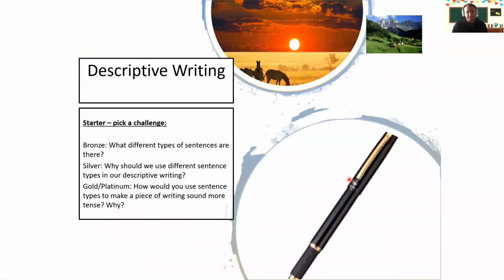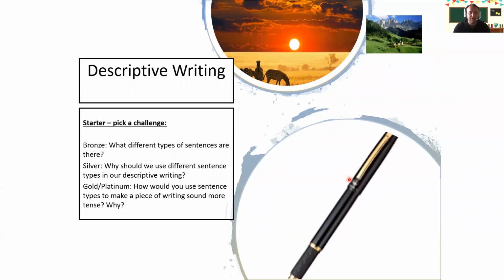Okay, so descriptive writing, just a little recap to try and refresh your memory. What different types of sentences are there is our bronze question. Silver, why should we use different sentence types in our descriptive writing? And gold and platinum, how would you use sentence types to make a piece of writing sound more tense? So give yourself a couple of minutes to refresh your memory. Use Google if you are really struggling to look up some of those answers. I'll try and cover a couple of those once you've attempted that.